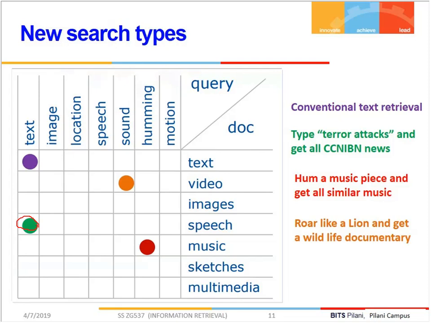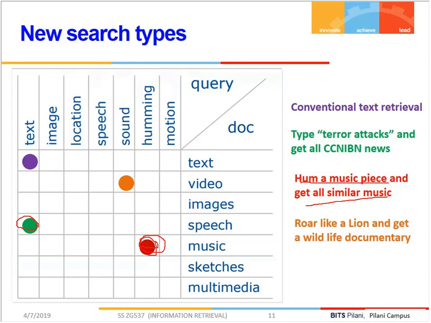We can take another example also. Suppose in the case of Antakshari, we hum a piece of music and we get all music similar to that. So it's basically a humming to music conversion, this red dot, because you are humming a piece of music and you want all similar music. Then another case could be that you roar like a lion. This is very rare actually. We have not done this till now.